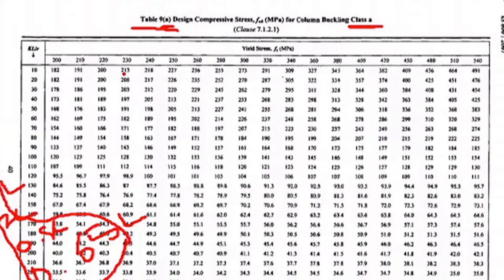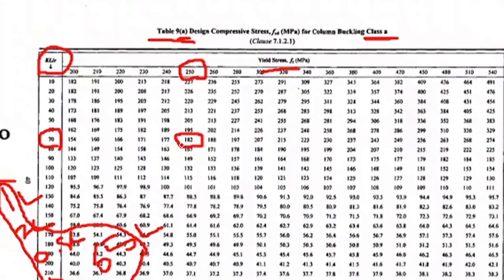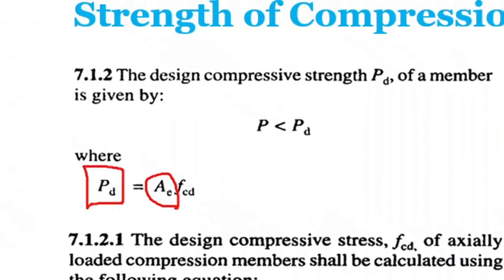So in table 9B, again you have slenderness ratio and the yield stress. For example, if the yield stress of the member is 250 and its slenderness ratio is 70, then the design compressive stress fcd is 182. That's it. Directly you will get the value. Once you get the design compressive stress, then you multiply with its cross section area, then you can calculate the design compressive strength of the given cross section. Using the table is much easier for me to calculate the design compressive strength. So it is my perception.